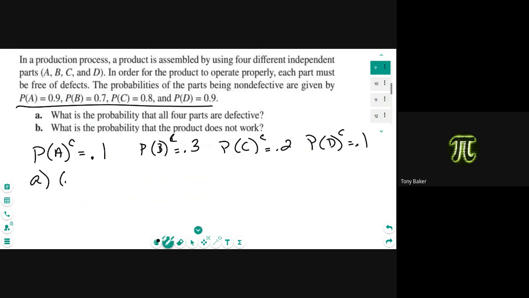So we have 0.1 times 0.3 times 0.2 times 0.1, which is 0.0006. All right. What's the probability that the product will not work?